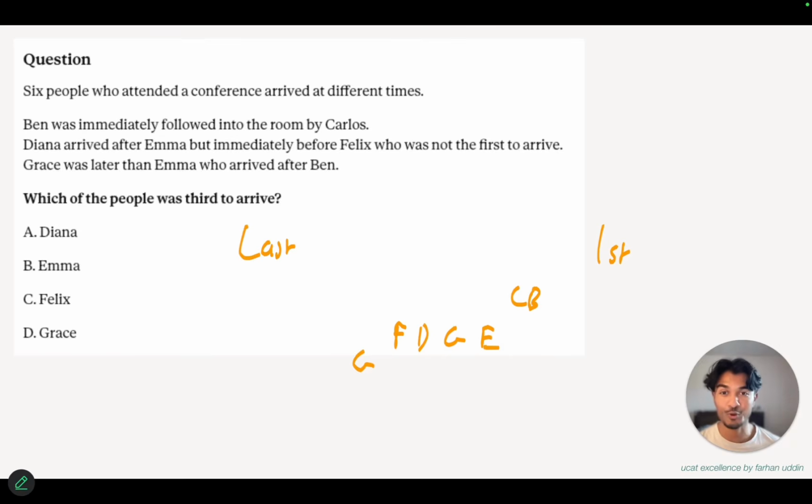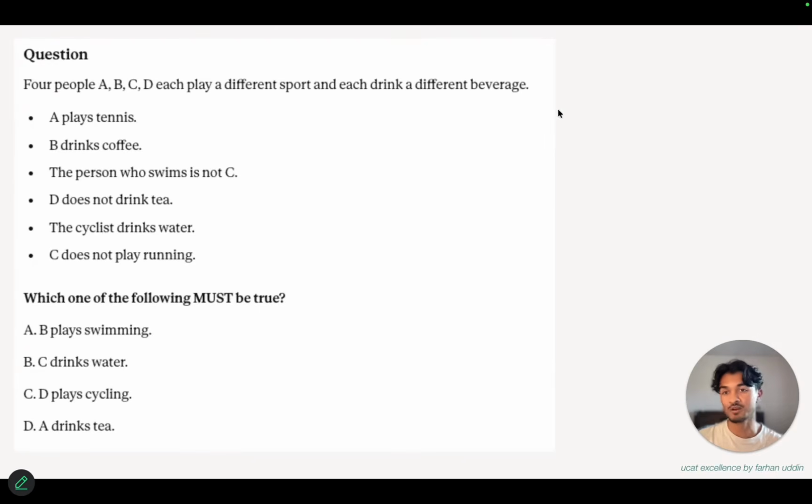But what we do know now is enough information to comfortably say who was the third to arrive. And that is the answer of B for Emma. So remember, you don't need to finish the whole puzzle in order to have your answer. Sometimes the answer's right there in front of you without you needing to complete it all. Let's go to the next question. Feel free to pause the video here and have a go.